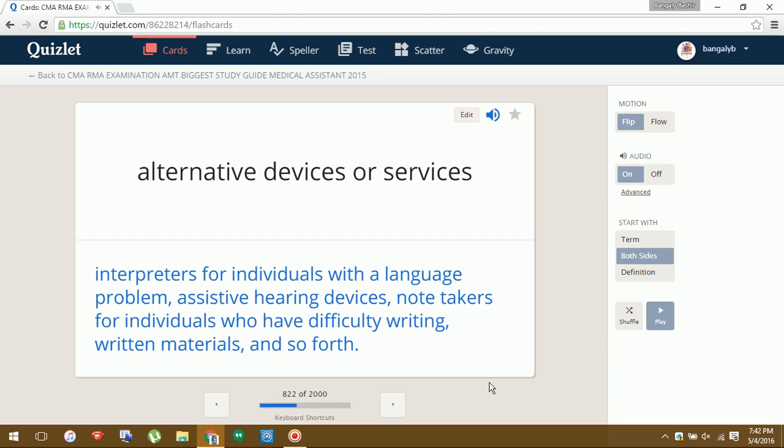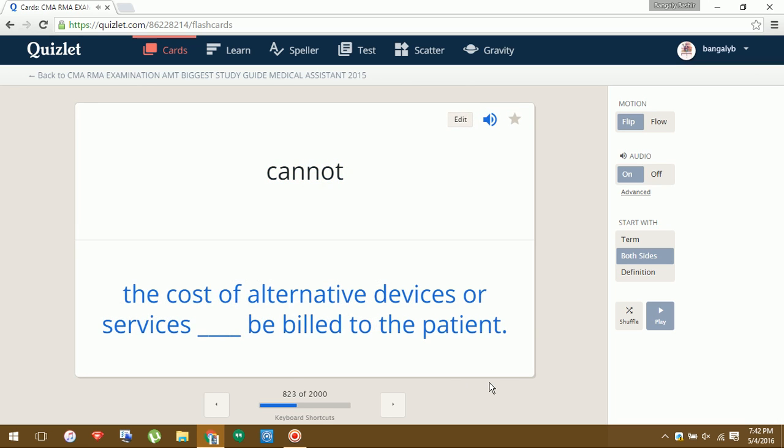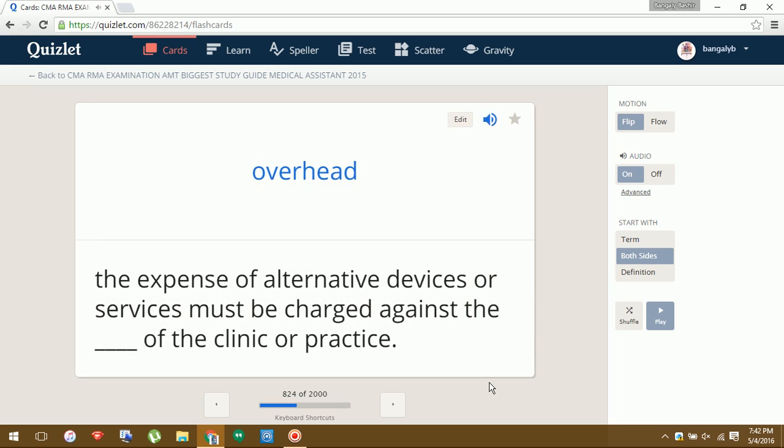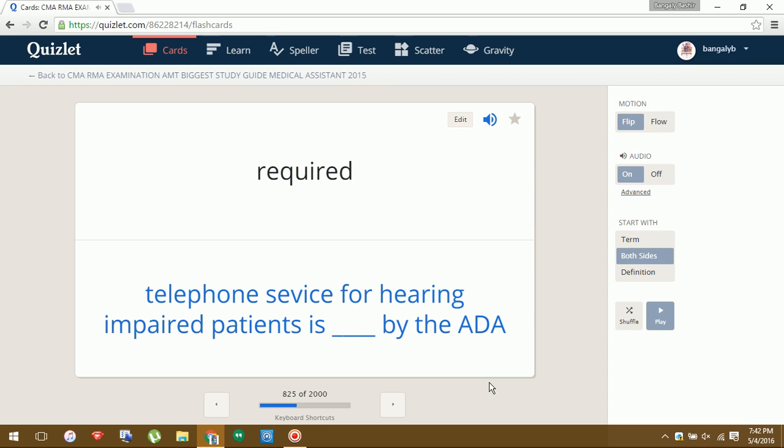Interpreters for individuals with a language problem, assistive hearing devices, note takers for individuals who have difficulty writing written materials, and so forth. Cannot. The cost of alternative devices or services cannot be billed to the patient. Overhead. The expense of alternative devices or services must be charged against the overhead of the clinic or practice. Required. Telephone service for hearing impaired patients is required by the ADA.